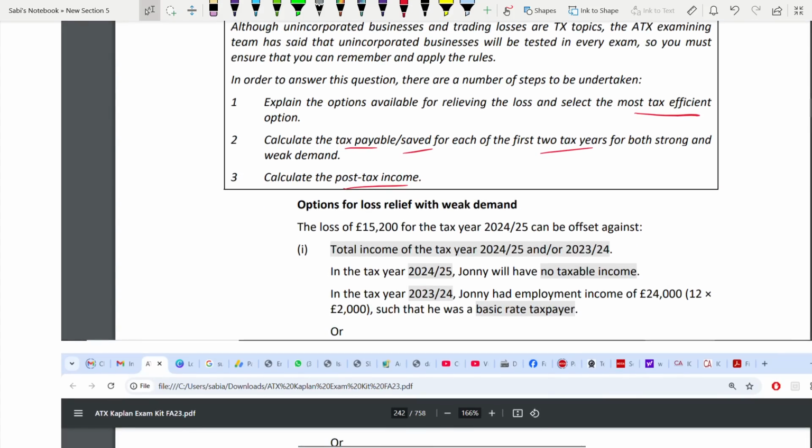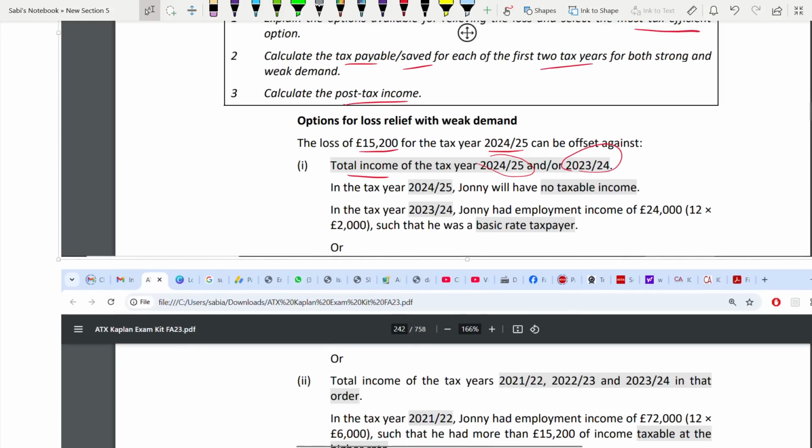So there are 2 options in this case. This is trading loss. Either you can offset in 2024-25. How much was the loss? 15,200 under weak demand, in this tax year 24-25. You can set off this against the same tax year or the previous tax year, against the total income, of course. So this is option number 1.